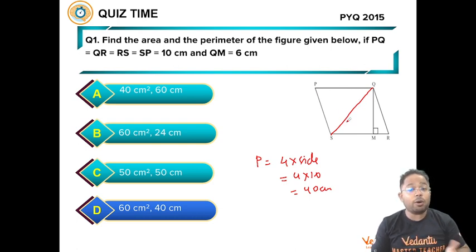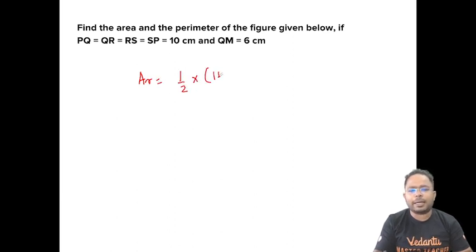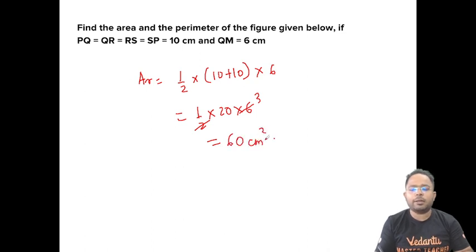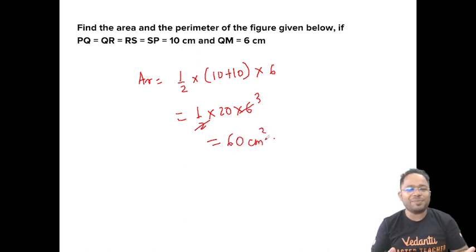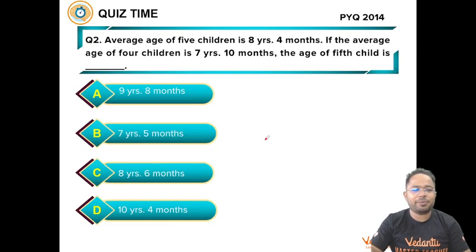And if you know the formula for the area of parallelogram, then it's going to be super amazing. So half into the sum of parallel sides, so 10 plus 10 into height. Height we have been given as 6. So half into 20 into 6, 2 ones are 2, 2 threes are 6. So we get 60 centimeter square. Right? Maza aaya? Okay, then let's move on to the next question.